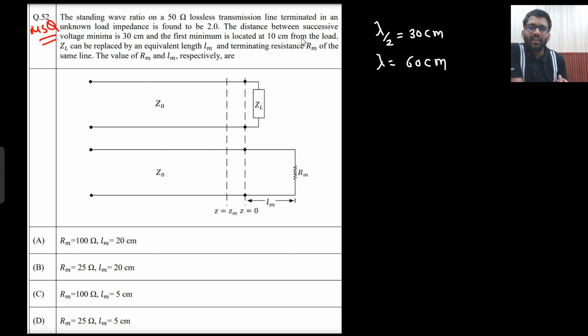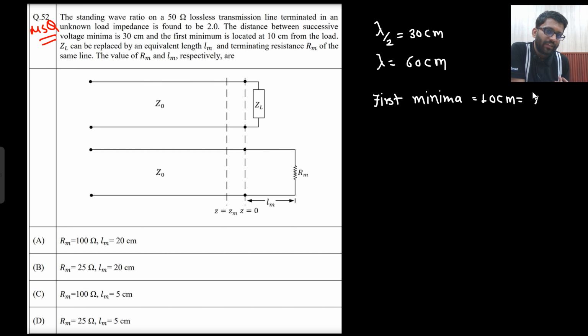What they are saying is the first minima is located 10 centimeter away from the load. So that means the minima location they have given, the first minima, is 10 centimeter. And how can it be replaced with lambda by 6? Because lambda is 60, so 60 by 6, lambda by 6 will be 10 centimeter. So you are getting the minima at lambda by 6.